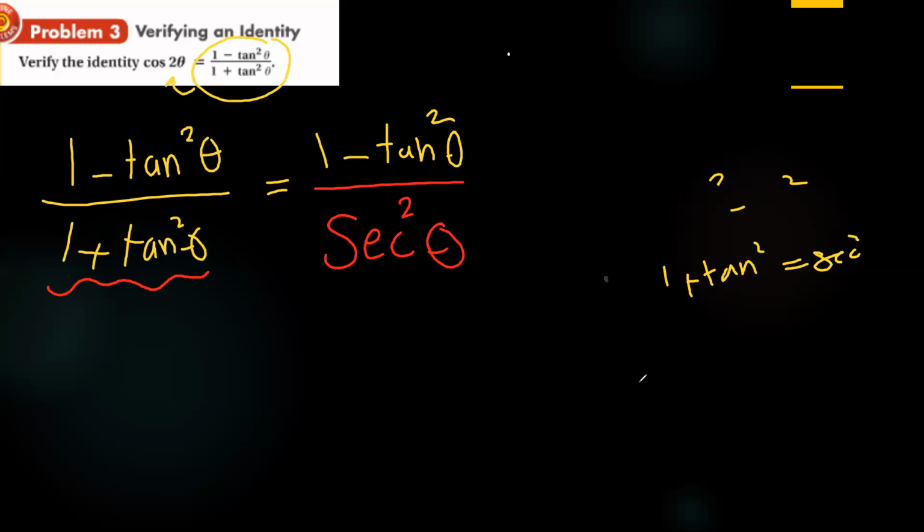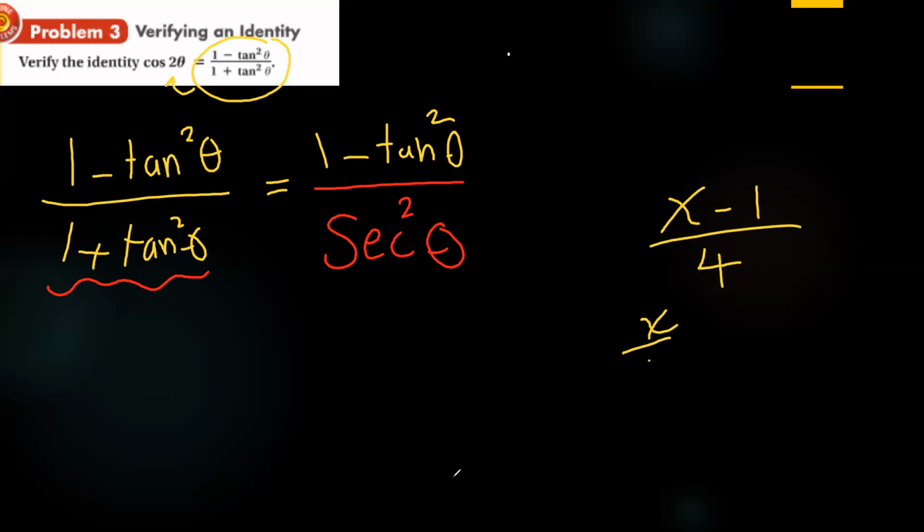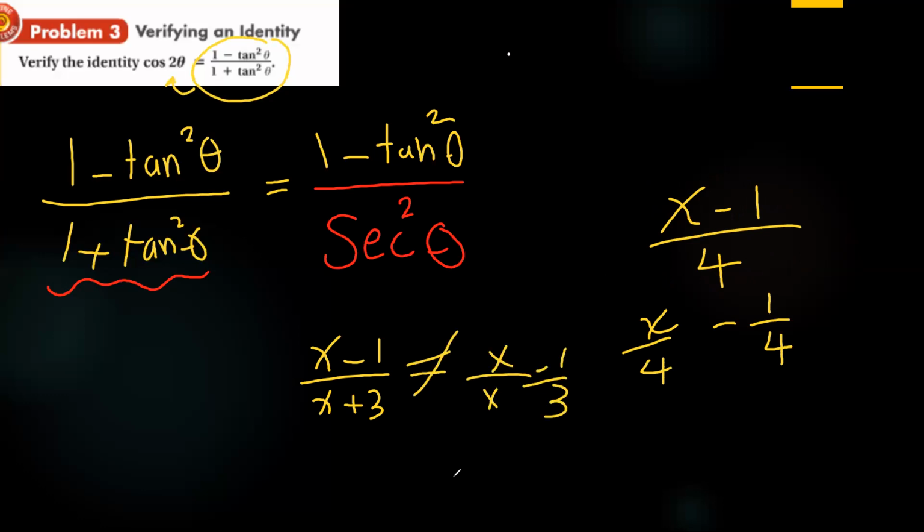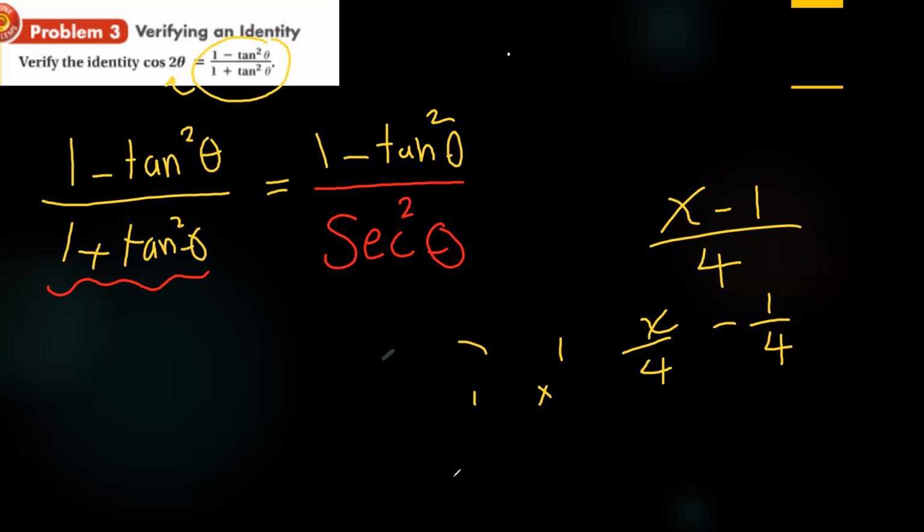The second step. All of us know that if we have x minus 1 over 4, we can distribute it as x over 4 minus 1 over 4. But if you have x minus 1 over x plus 3, you cannot say it's x over x minus 1 over 3. This is incorrect. You can say it is x over x plus 3 minus 1 over x plus 3. You will distribute each part of the numerator over the whole denominator. As we did in algebra, we can do in trigonometry.